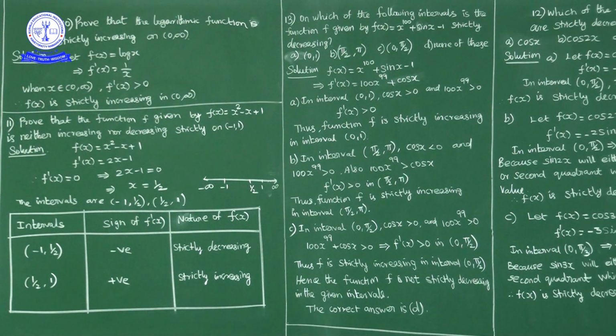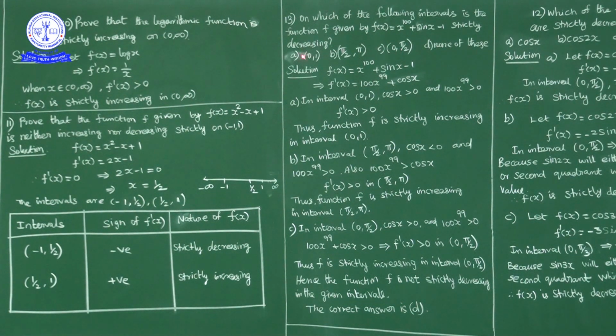So f dash of x is positive means f is strictly increasing in the interval 0 to pi by 2. So option C is not the correct answer. We have to give the interval in these options where the function is strictly decreasing, okay. In option C, 0 to pi by 2, cos x is positive, 100 into x power 99 is positive, their sum is positive. So f dash of x is greater than 0 in 0 to pi by 2. As f dash of x is positive, f is strictly increasing in the interval 0 to pi by 2, okay.